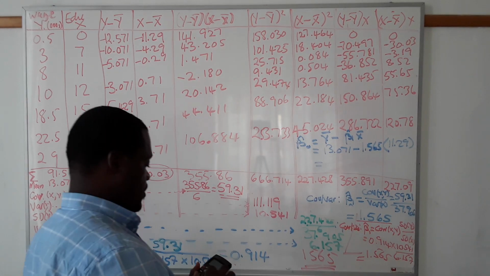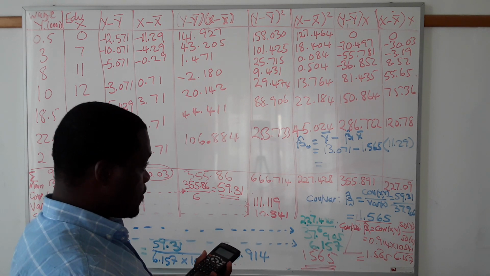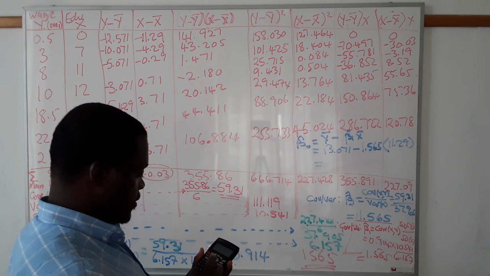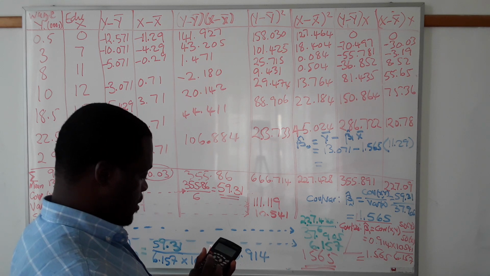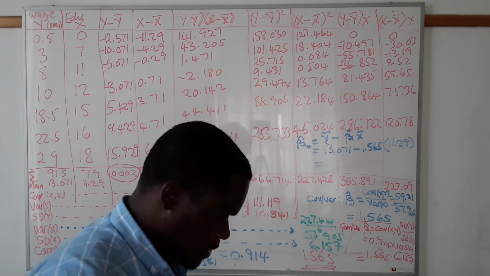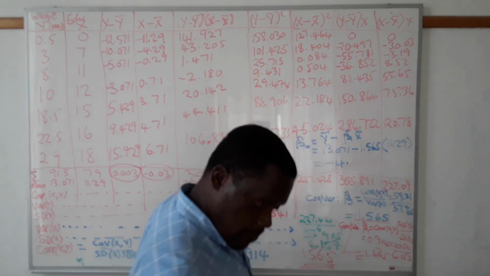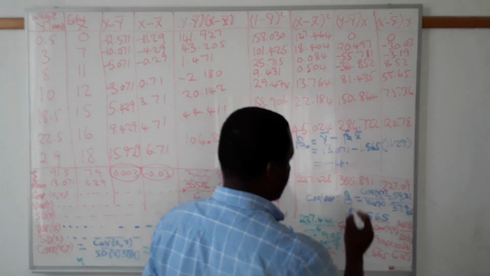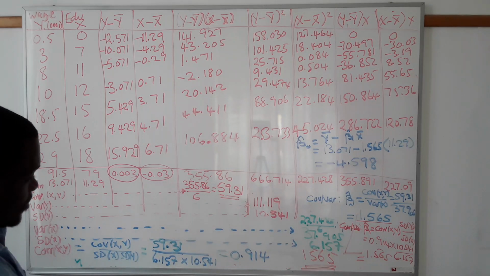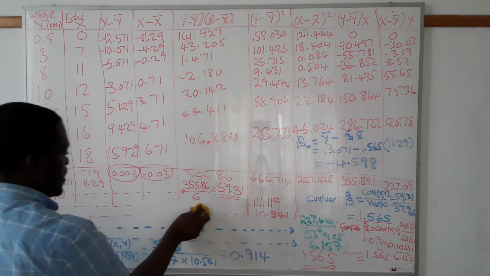Let's just check very quickly. 13.071 minus 1.565 times 11.29. Right, so what you get is minus 4.598. Which means if you were to come and write, can I clear this part here?